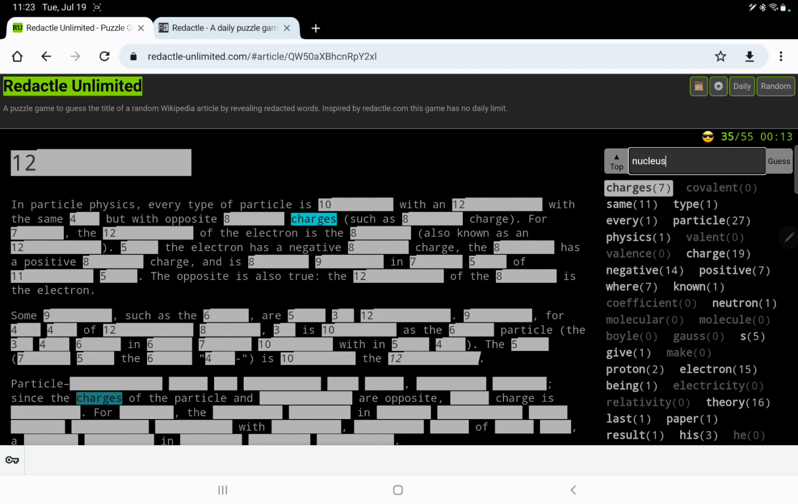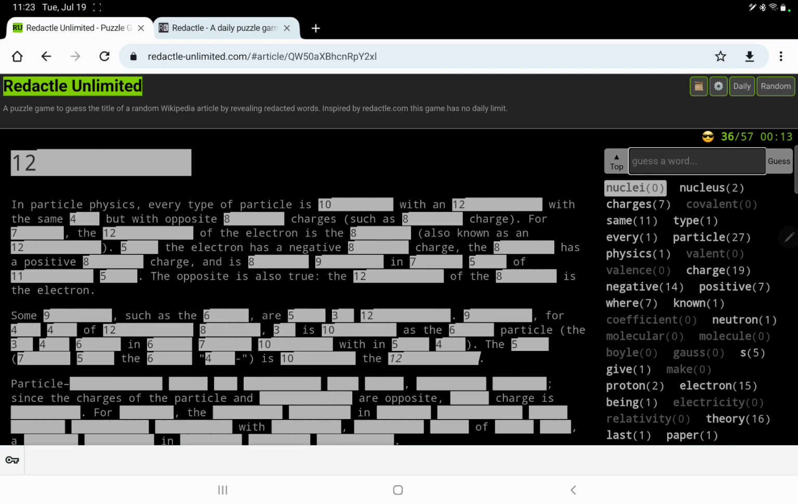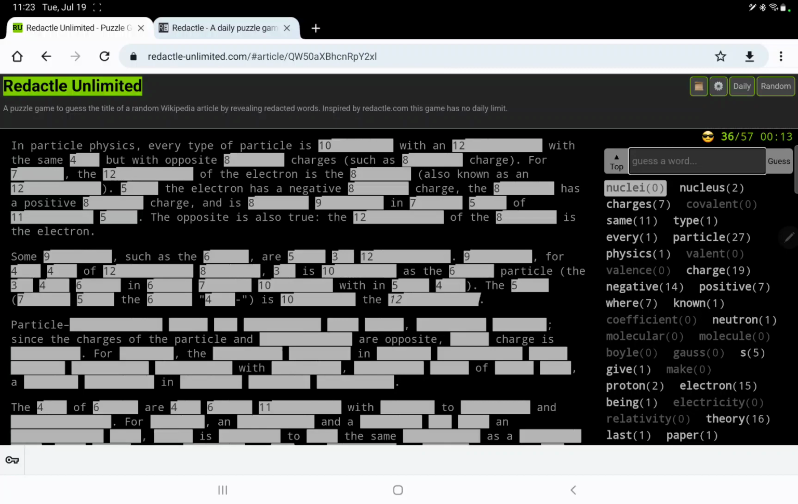Let's try nucleus. How about nuclei? No nuclei. Some 9s, such as the 6, are 5, 3.